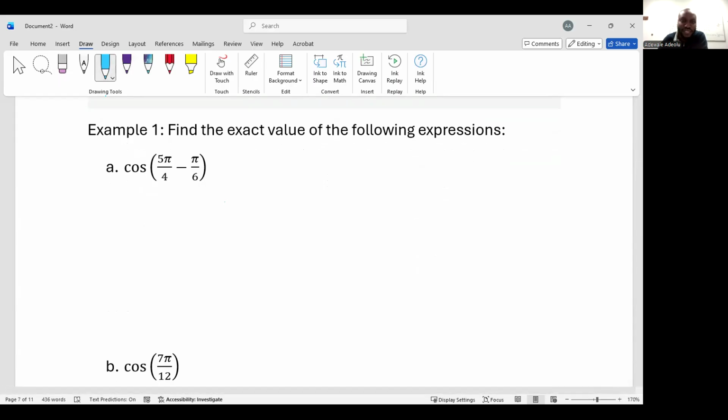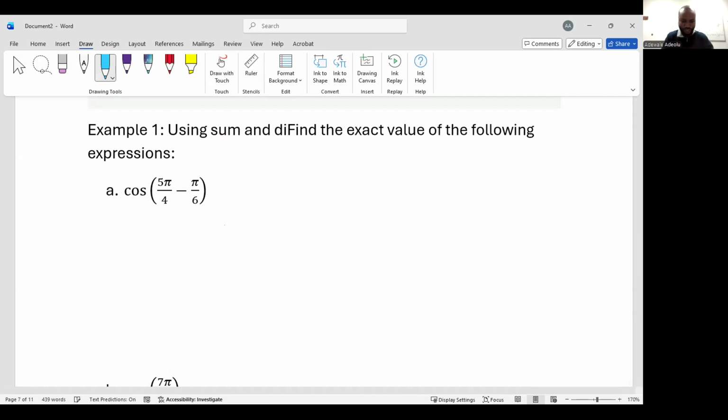Let us take an example. Find the exact value of the following expression. So here I am going to adjust this problem using sum and difference of angles, because I know some of you may think, well, teacher, can we not just subtract the angle and do what we have been doing all this while? That is true. But we want to use this idea of sum and difference of angles. And I will tell you why this method is important.